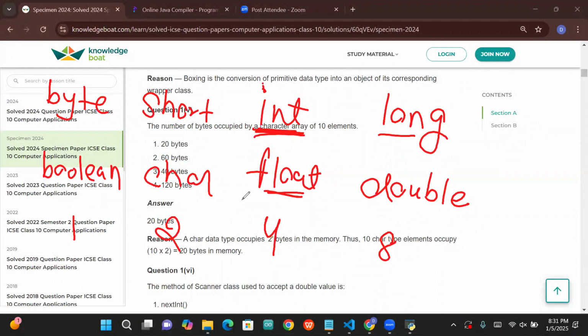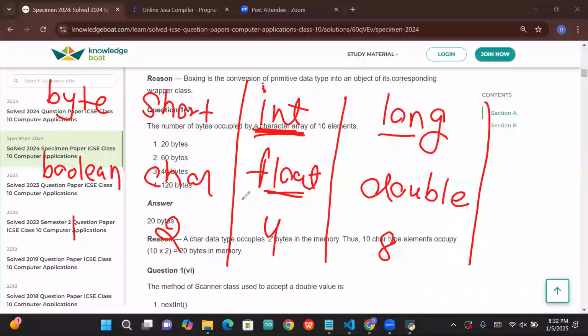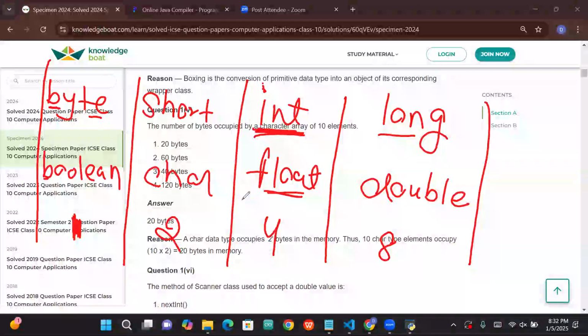Now see, integer and float both have the 4 byte size. Long and double 8 byte size. Short and character 2 byte size. Byte and boolean both start with B and have the size 1. Byte means 1 byte only, right? Boolean is also 1. Short and character 2. Integer and float 4. Long and double 8. This is a summarization. Out of that, they will not ask any single question, I can guarantee.